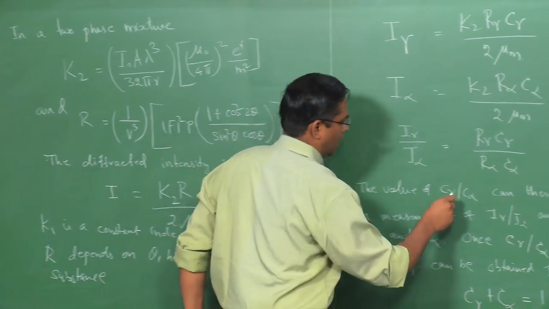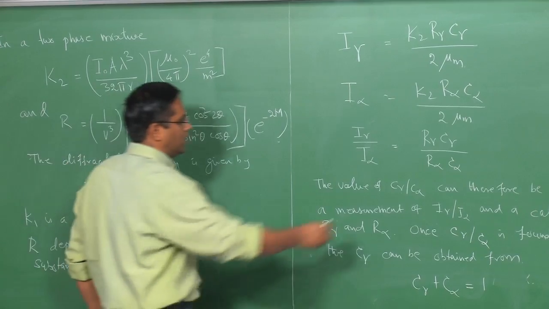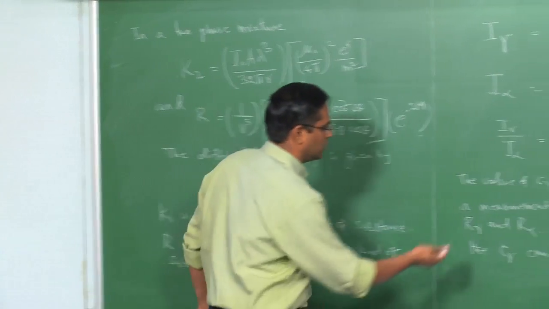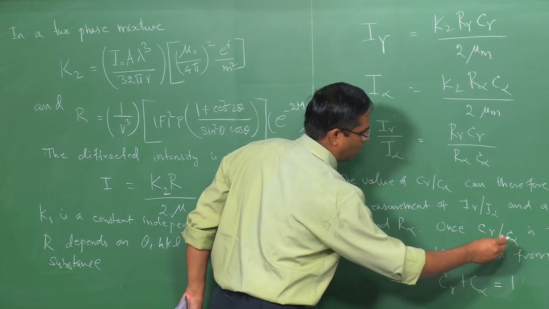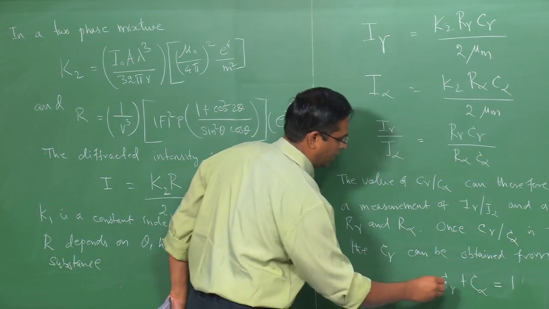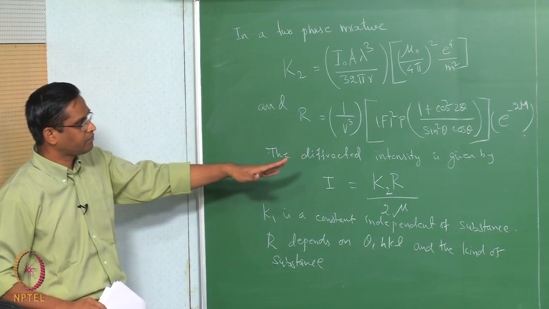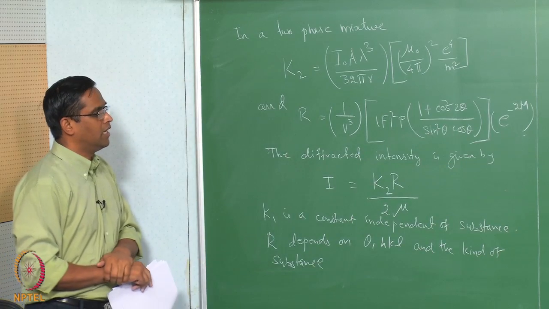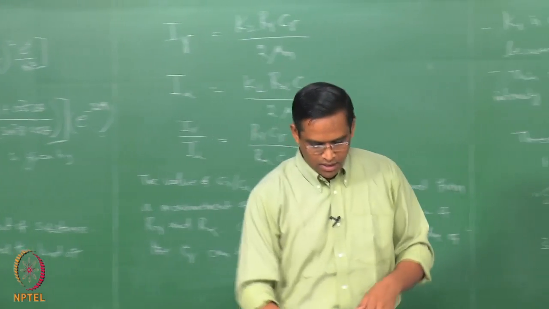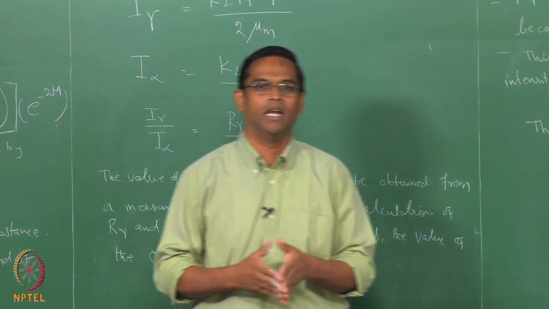Now, C gamma by C alpha can be obtained from the measurement of I gamma by I alpha, and R gamma and R alpha can be calculated from the lattice constants, crystal structures, and so on. Once we find the C gamma by C alpha ratio, the value of C gamma can be found from the relation C gamma plus C alpha is equal to 1. Even if you have one more phase, you can find this from the direct comparison method. So you can make use of this X-ray diffraction technique for identifying the phase and calculating the phase fraction.